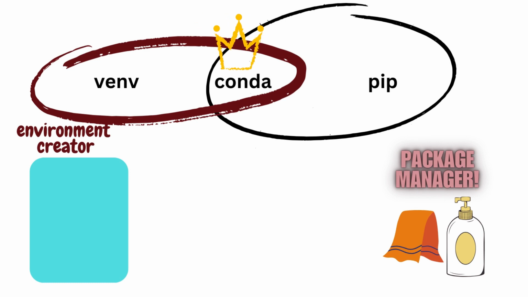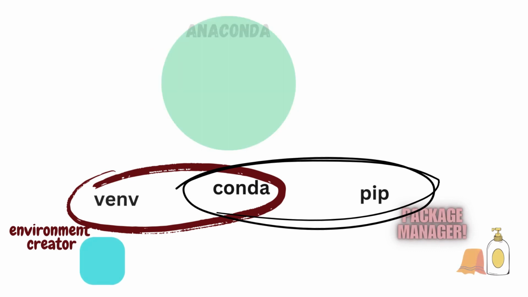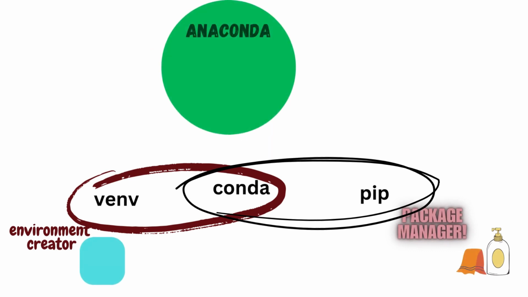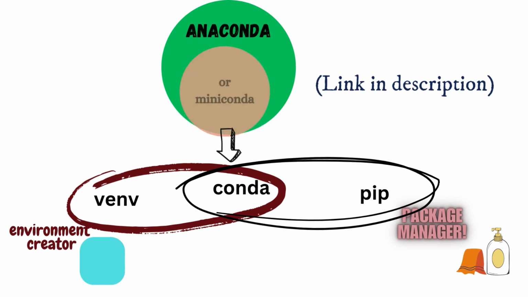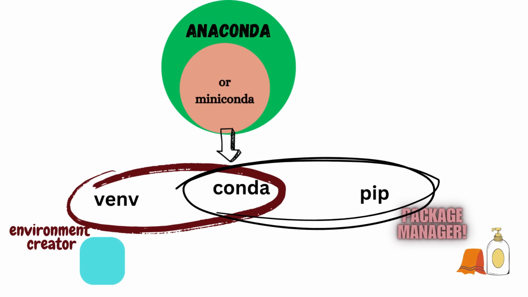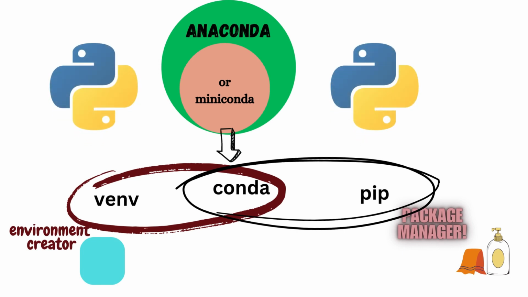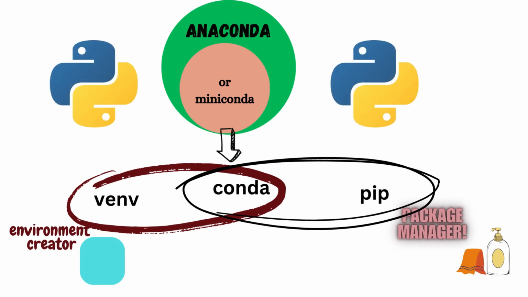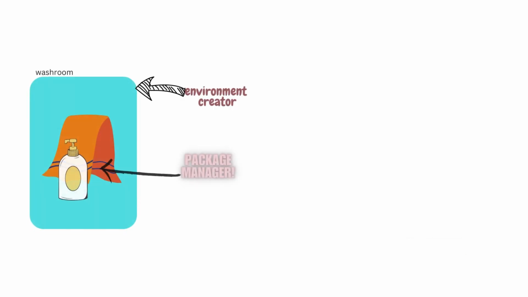So how do we get these tools working on our computer? To get conda on your computer, we have two options. We can install either Anaconda or Miniconda. Both these tools contain conda and some other libraries, so you can install any of them and you will get conda working on your computer. And if you have Python installed on your computer, venv and pip come pre-built in Python, so your computer can use them directly.